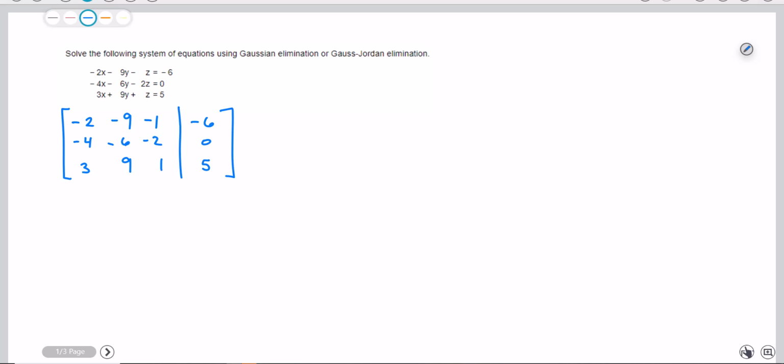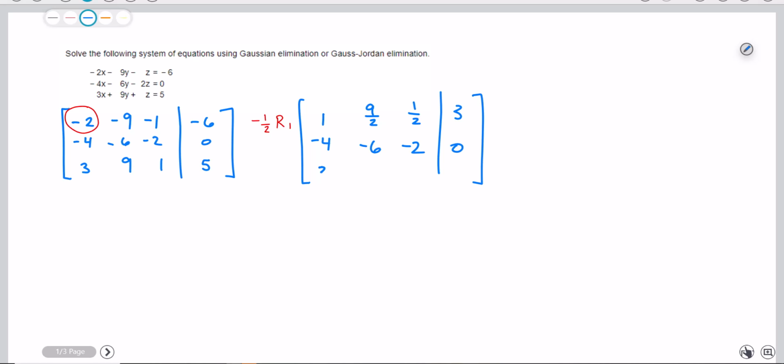All right, so remember the order is you first want to turn this into a 1. And you could do that by simply taking 1/2 of row 1. So negative 1/2, I should say. Negative 1/2 of negative 2, that's going to be 1. Next one's going to be 9 over 2, then 1/2, 3. And these rows we did not make any changes to. 9, 1, 5.